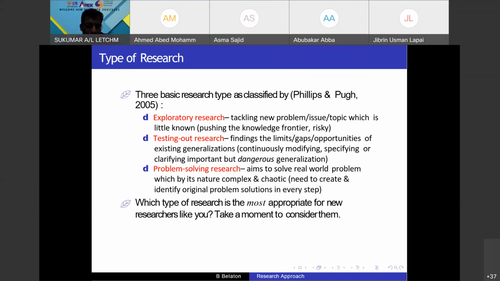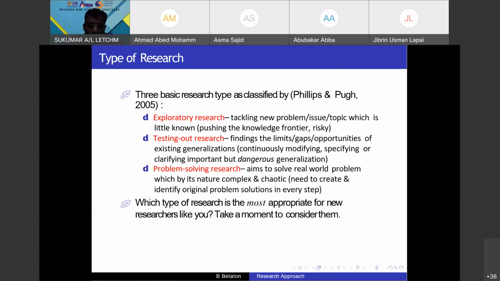Perhaps. Exploratory is not exactly less risky. If you look, the point is already mentioned, it is risky. The reason why? Exploratory is something where very little, nobody has done much research on that area yet. Okay, you try to explore. Okay, but good try, Asma. Thank you anyway.